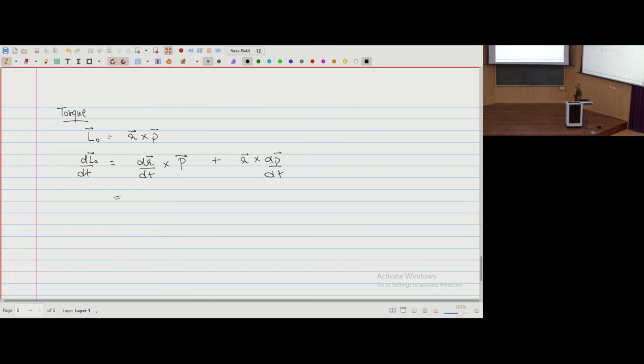So now we differentiate angular momentum about the point O with respect to time. So we get dr by dt cross p. What is this quantity? What is dr by dt? Velocity. And what is p? m times velocity. So v cross v is 0. And what is dp by dt? Force. So this is the moment of force F about the point O.